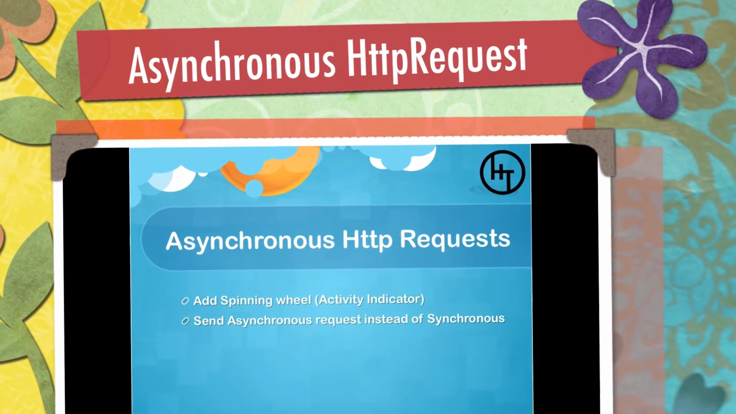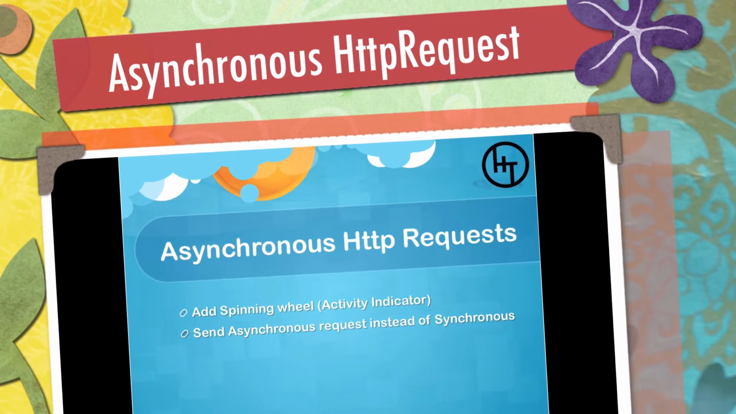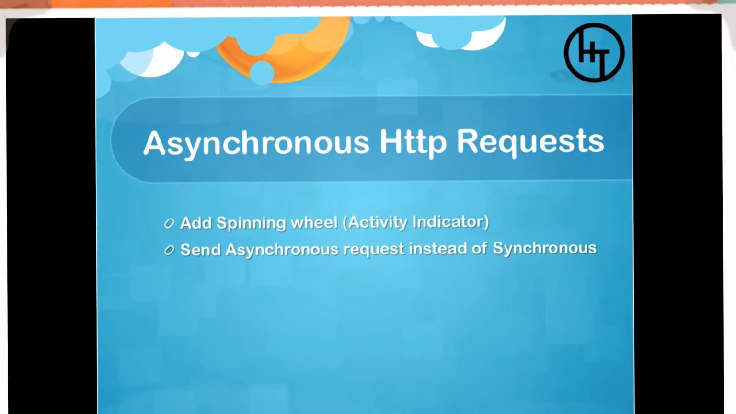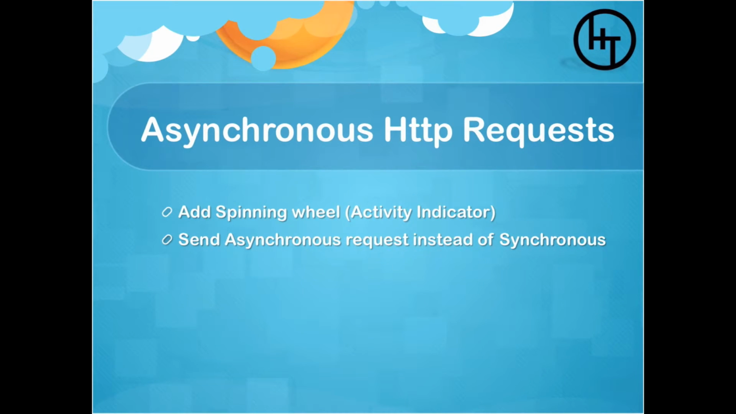In this tutorial, we will talk about asynchronous HTTP requests. In the last three tutorials, we talked about synchronous types, but this time we will talk about asynchronous calls. And we also show how to add a spinning wheel for some network requests to show the user that something is going on in the background.